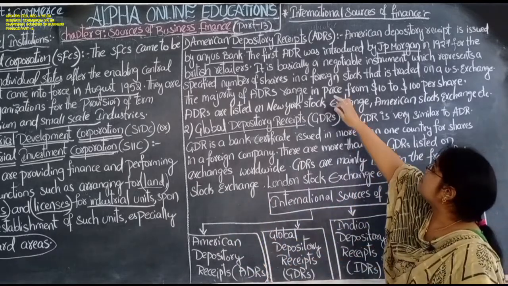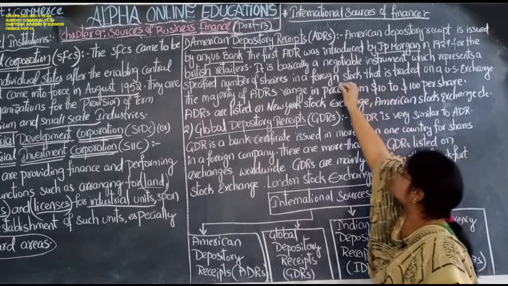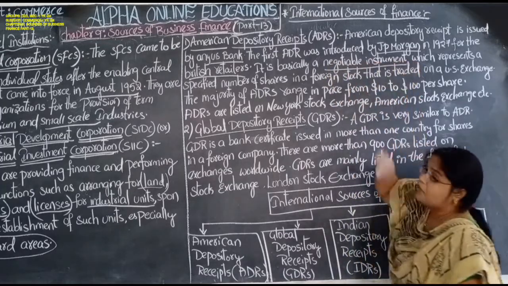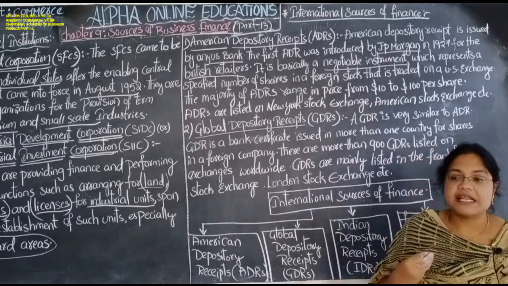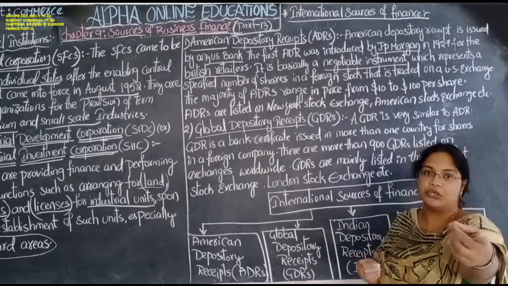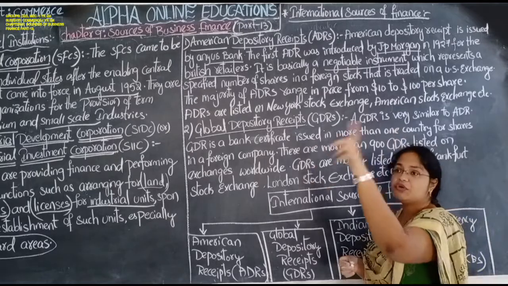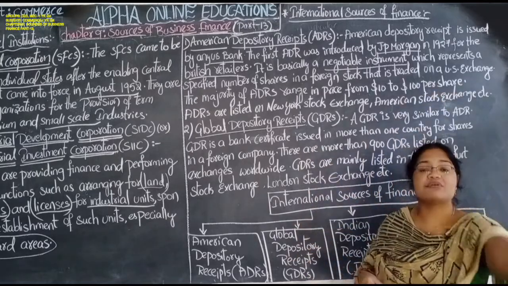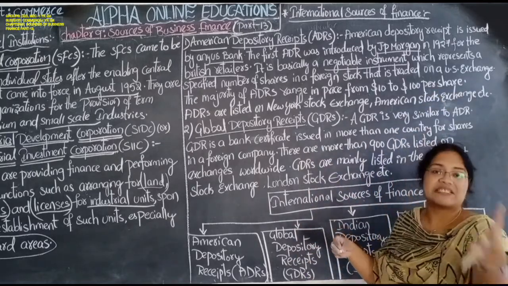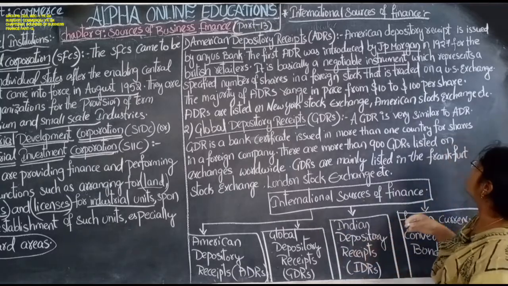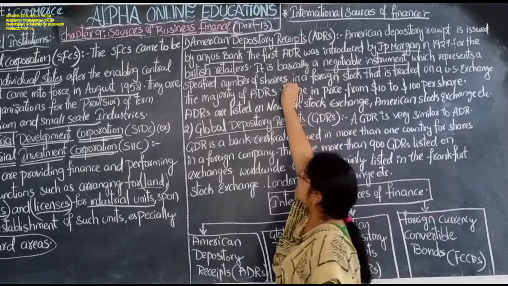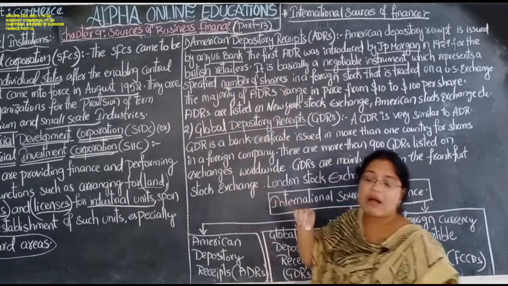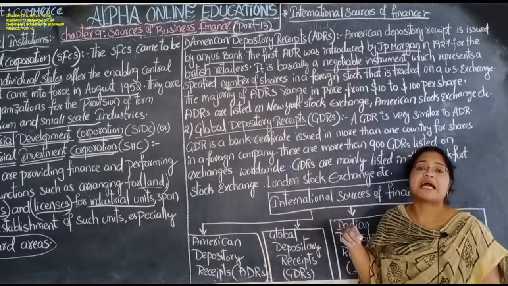It is basically a negotiable instrument. Negotiable instrument means we can transfer it. For example, I have American depository receipts. I can transfer it to you, you can transfer it to your friend, your friend can transfer it to someone else. So that is a transferable instrument, which represents a specific number of shares. So this is a type of share. An American depository receipt is a type of share.